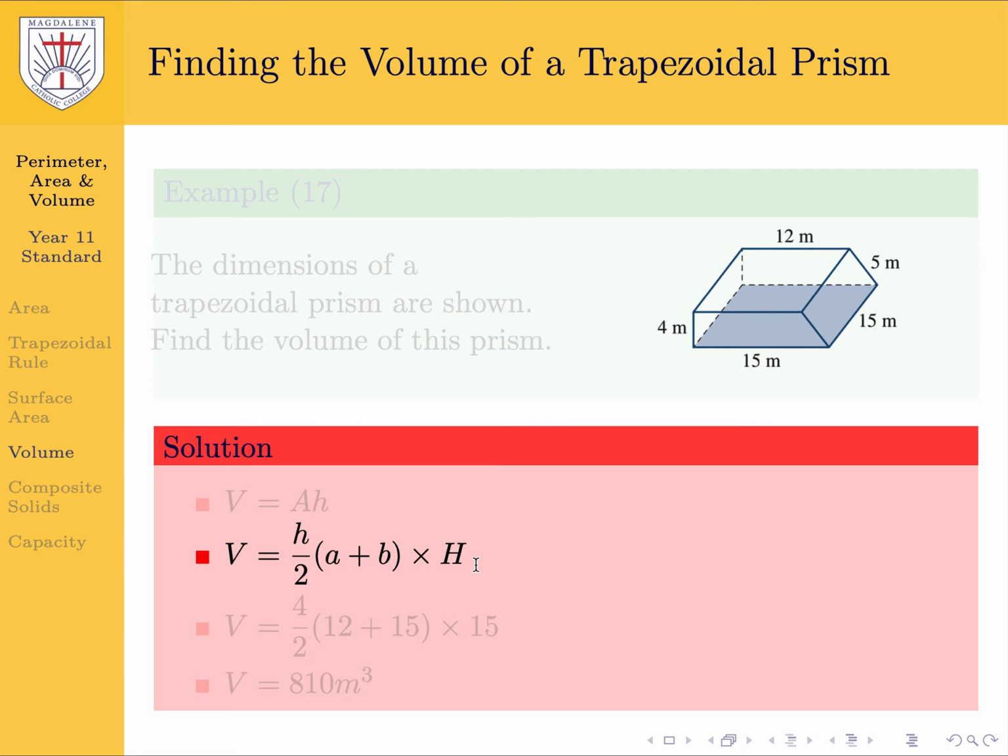In this case, the h, as in the height of the trapezium, is 4. So it's 4 on 2 times a plus b, which is 12 plus 15. You can do it around the other way. You can do 15 plus 12. It will be the same answer. And now we need to times it by 15, which is the height, as in the perpendicular height to the cross-sectional area. Once we type that into the calculator, we get our answer of 810 cubic meters.